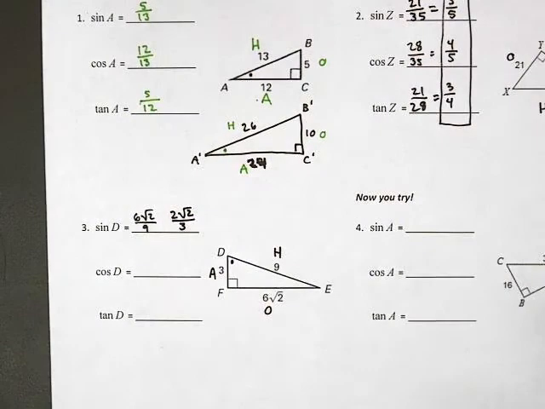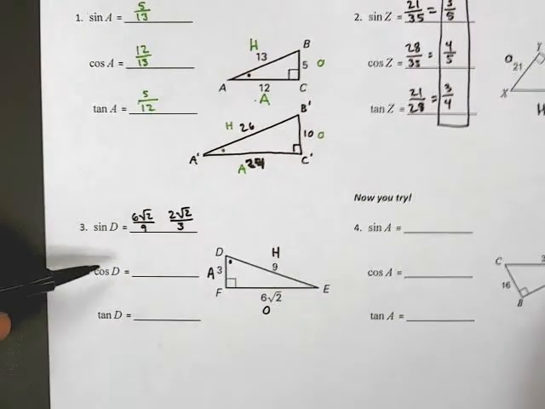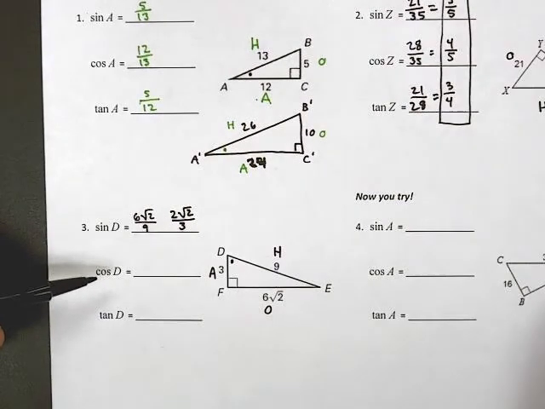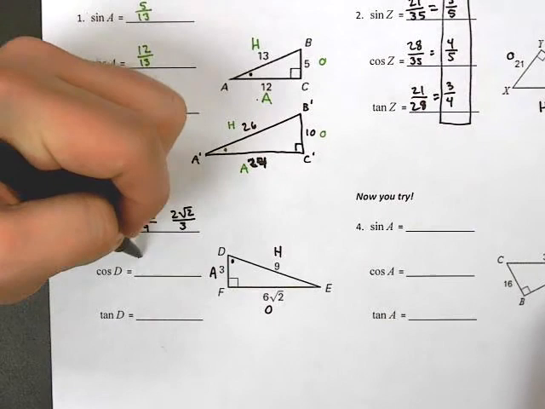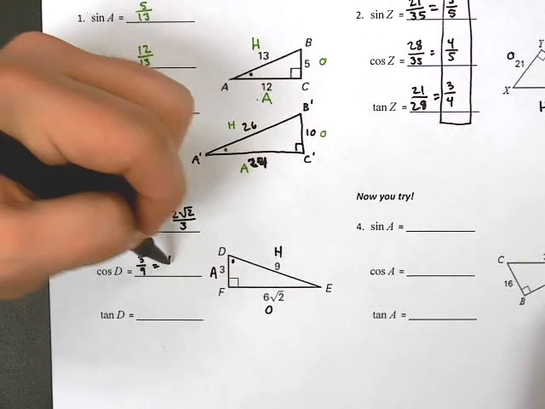That looks good. Now my cosine is adjacent over hypotenuse, right? So Sohcahtoa. So A over H, 3 over 9. Well, that just reduces to 1/3.